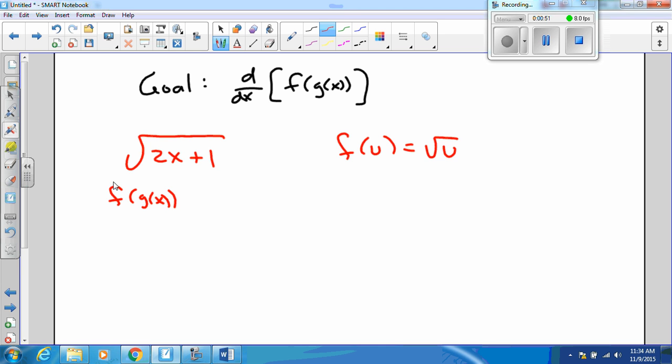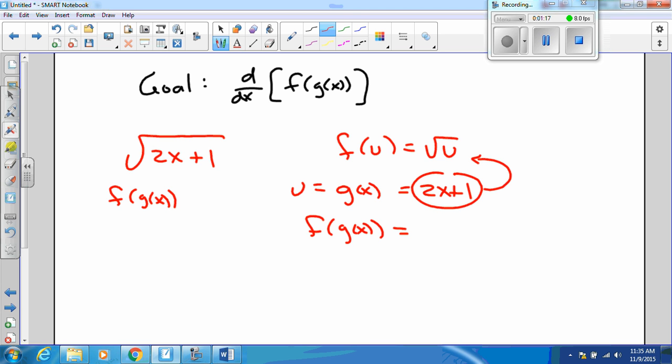Why u? Could be w, could be any variable here. So let u equal, and I have an inside function, which is 2x plus 1. And when I put those two together, then f of g of x is found by substituting the 2x plus 1 in for u, and that gives me root 2x plus 1. Does everybody see how I'm taking this apart? Taking it apart and putting it back together.